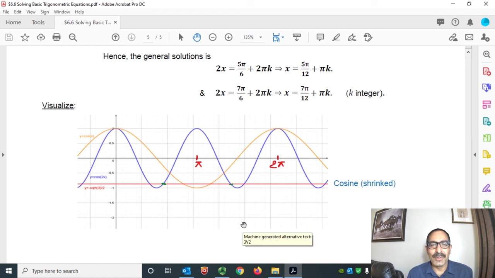Now we have finished solving basic trigonometric equations, and in the next class we will cover solving general trigonometric equations. Thank you.